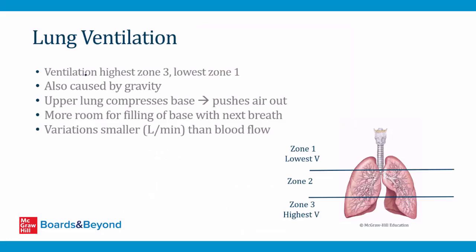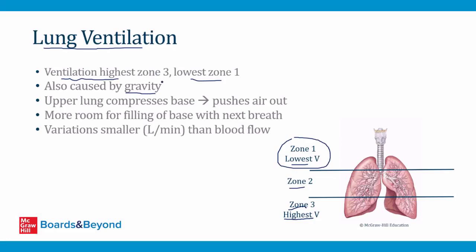It turns out that just like perfusion, the ventilation of the lung also varies by lung zone. Lung ventilation refers to the amount of air that comes in and out of the lungs with each respiratory cycle. And just like perfusion, ventilation is highest in zone 3 and lowest in zone 1. So if we look at this drawing on the screen, once again, the apex, that's where zone 1 is. That's the lowest ventilation. Zone 2 is in the middle, and zone 3 down at the bottom, the base, has the highest ventilation. Just like perfusion, this is also caused by gravity.